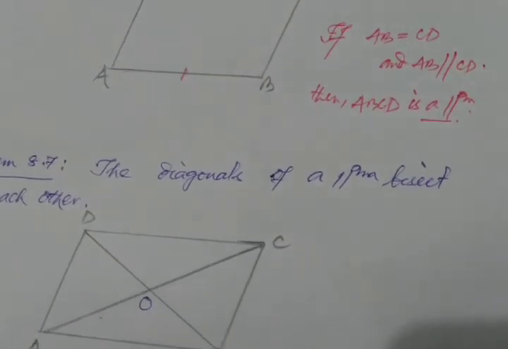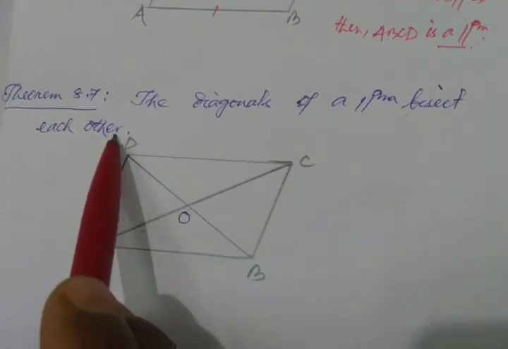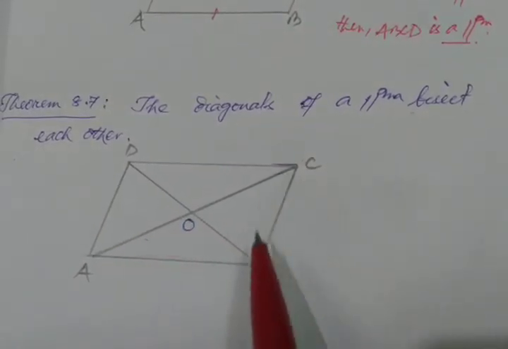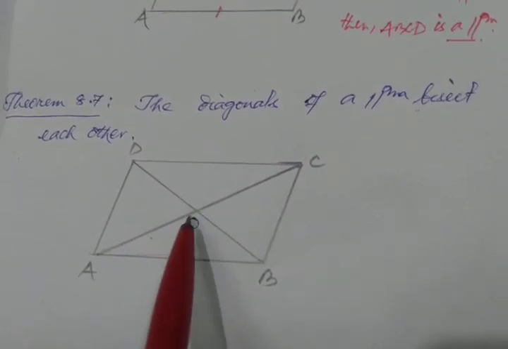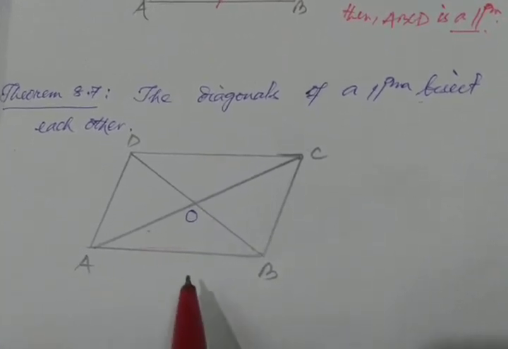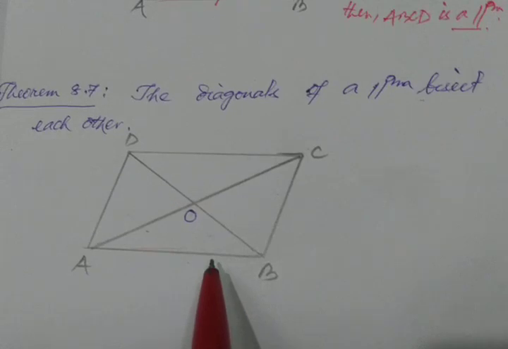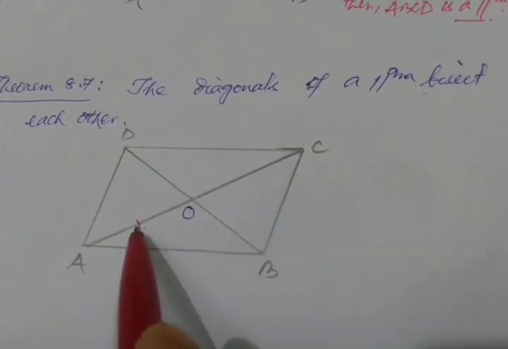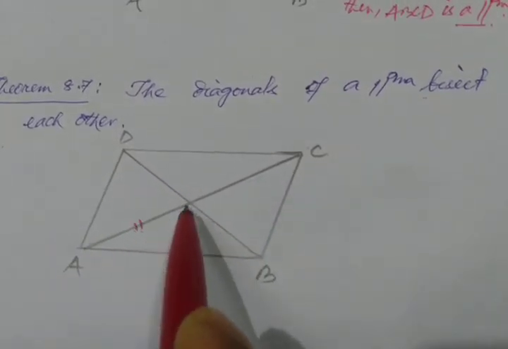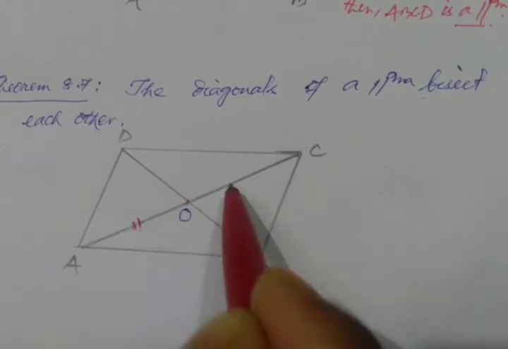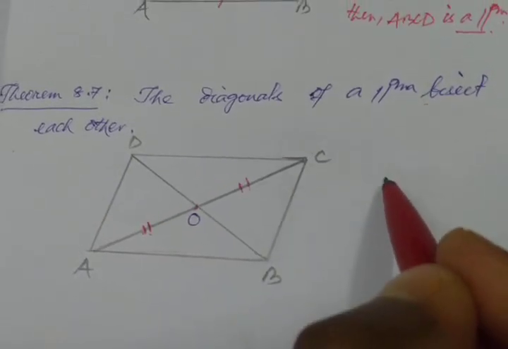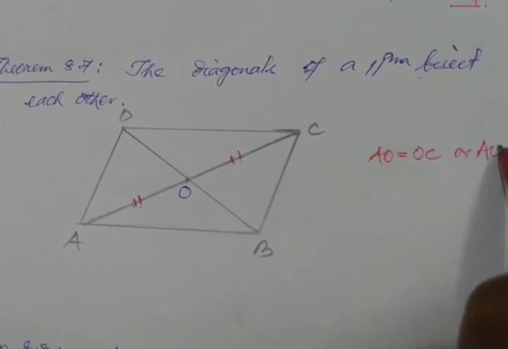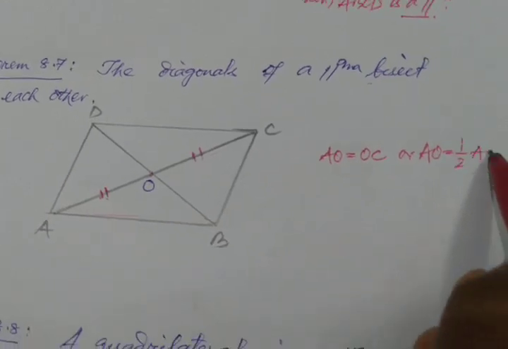Now theorem 8.7. The diagonals of a parallelogram bisect each other. So here I have a parallelogram ABCD where AC and BD are the two diagonals intersecting each other at O. According to this theorem, diagonals bisect each other. That means they divide themselves into half. That means AC is divided into half by BD. This is the point of division. That means AO is equal to OC, or we can say that AO is equal to half of AC.